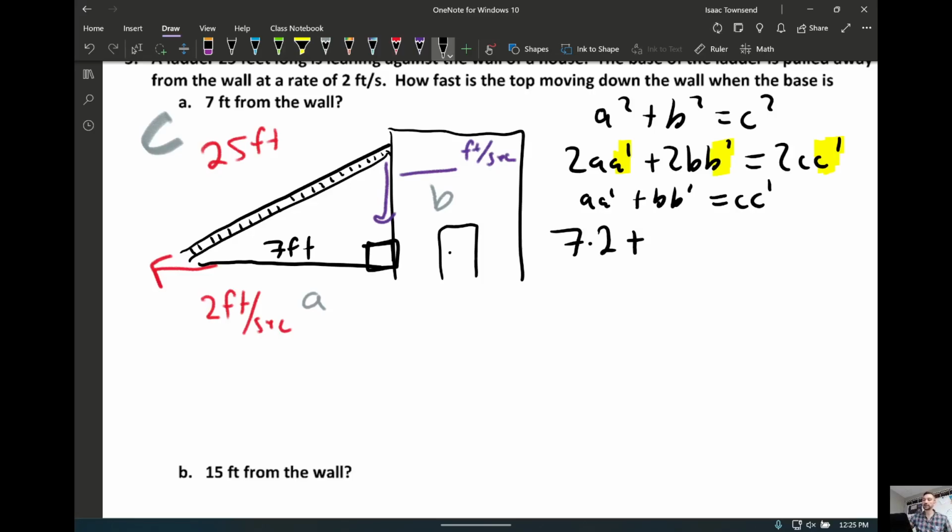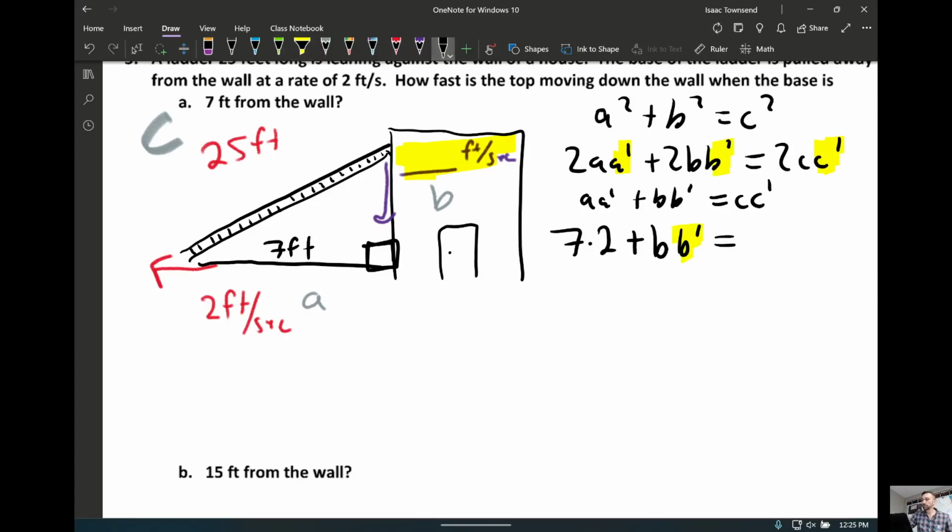All right, do I know the length of b? No. Okay, so let's leave that b. Do I know the rate of change of b? Negative something. No, we don't know that. If we knew that, we'd be done. That's what the question's asking for, right? Yeah, I forgot about that. So it makes sense that we don't know that one.